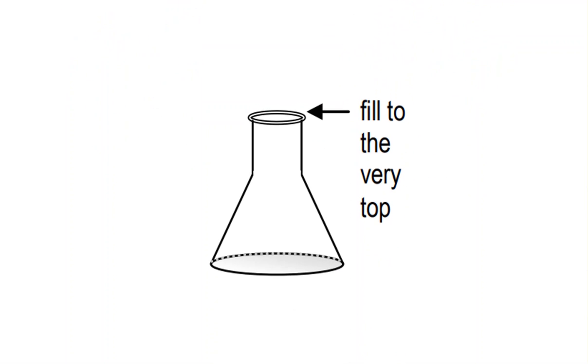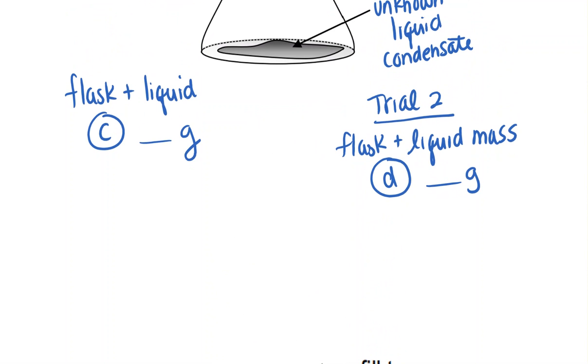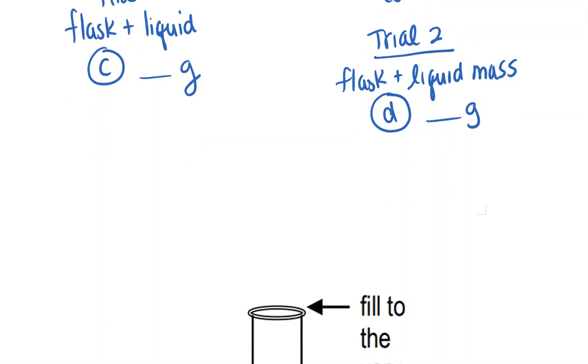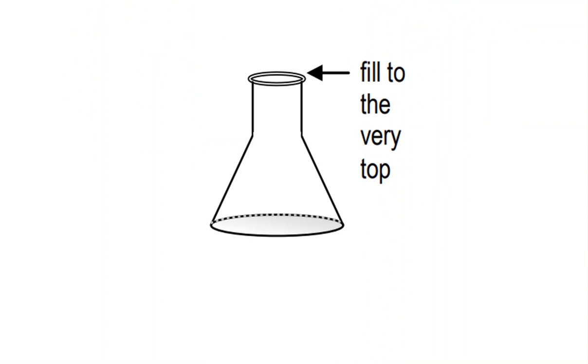After we do that twice, and by the way, trial 1 and trial 2 will not have the same mass exactly. They should be close. But anyway, after we do that twice, we'll wash out our flask, and then we'll fill the flask with water all the way up to the very top, because that's where the unknown was filling. And after we fill it up, we're going to weigh the flask.